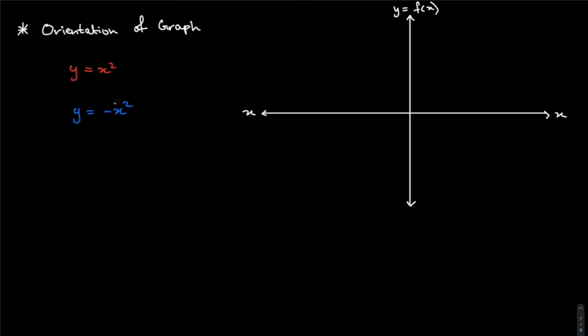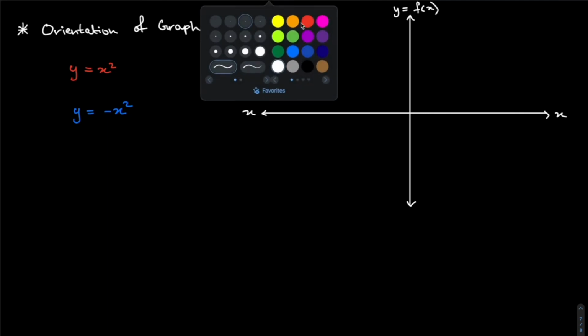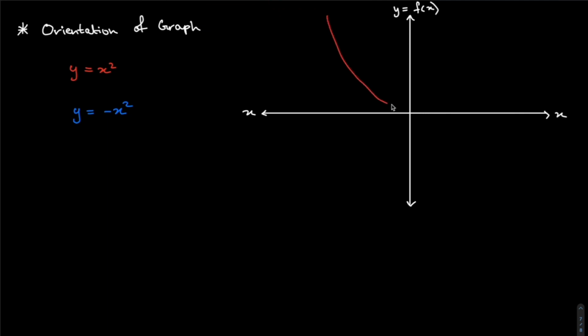So I'm going to have two graphs here: y is equal to x squared and y is equal to minus x squared. Now if I have to plot them, my normal parabola is always in red. So something like this, I'm going to have my parabola like this, touching the origin, obviously.